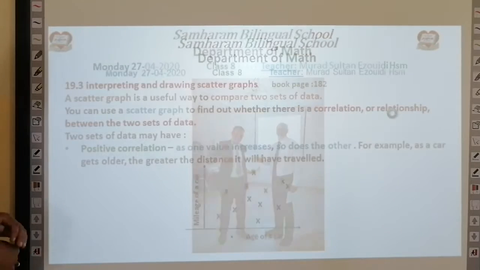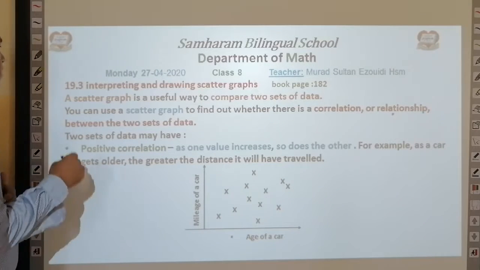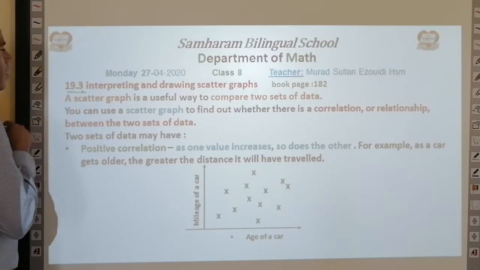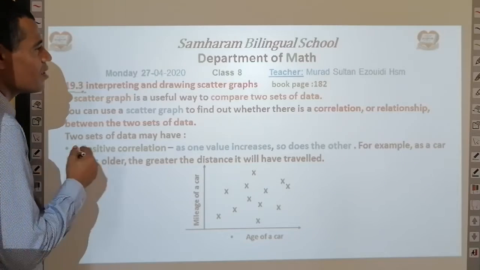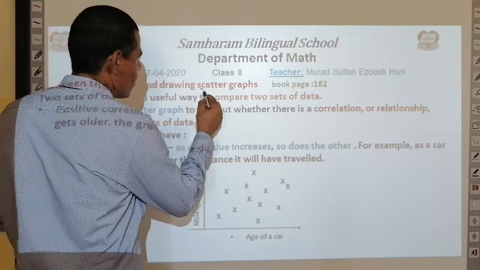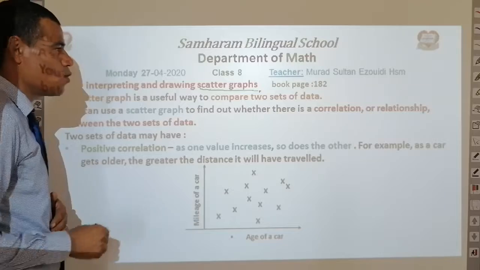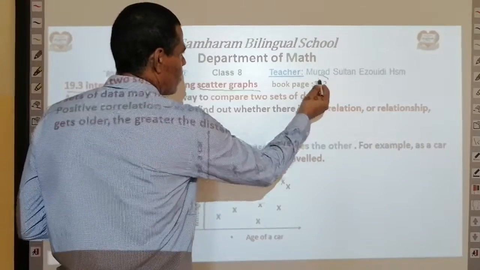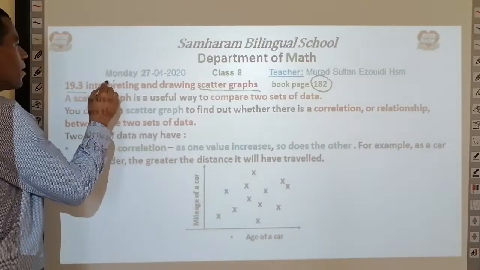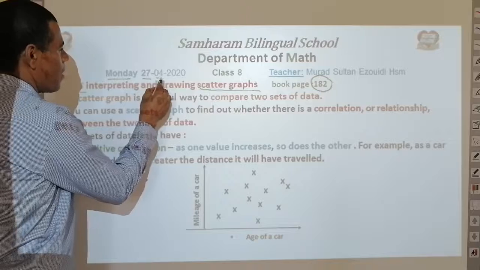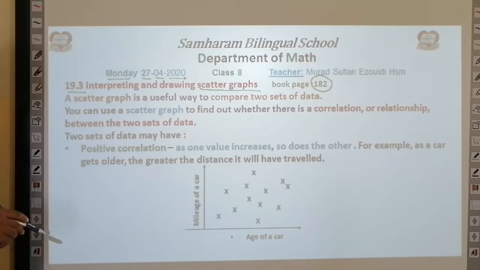Today we continue. We start the title of unit 19.3, Interpreting and Drawing Scatter Graphs, or scatter diagrams. Student book page 182. Monday, 27 April 2020.